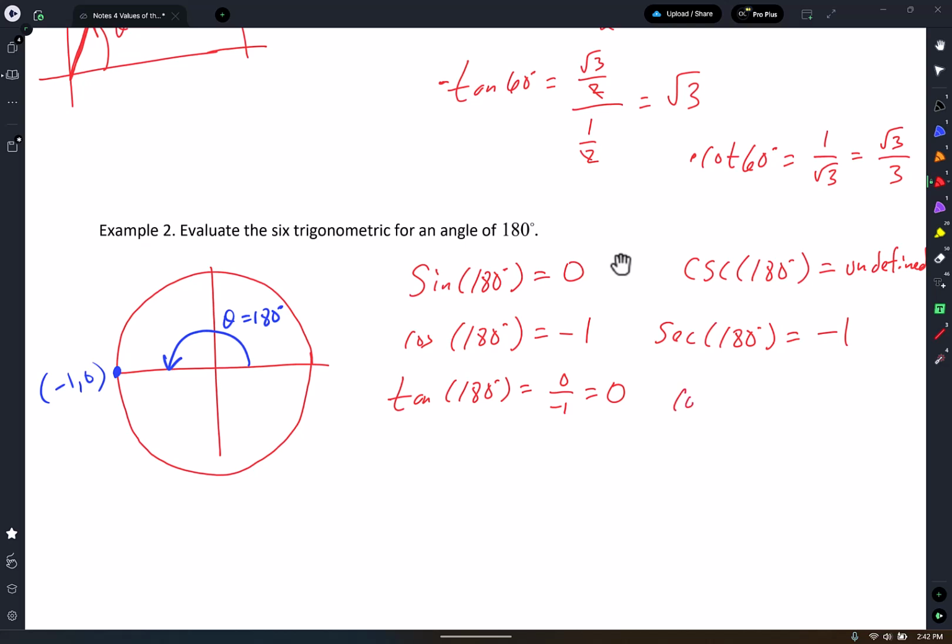All right, cotangent of 180 degrees. It's x divided by y, negative 1 divided by 0. Can I do that? No, you can also just say 0 doesn't have a reciprocal. Undefined. And there it is. Any questions on that, guys?